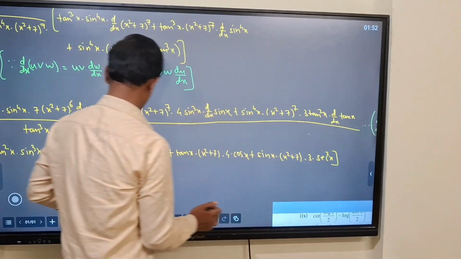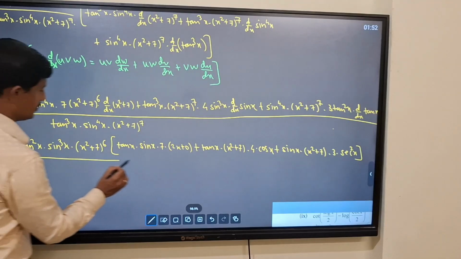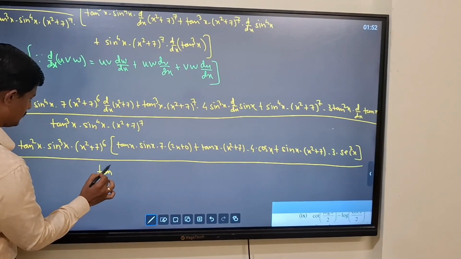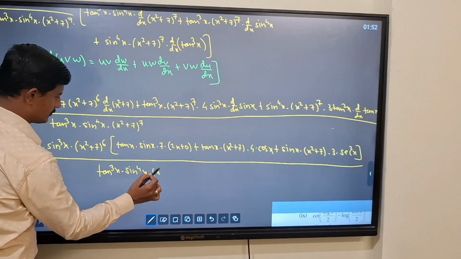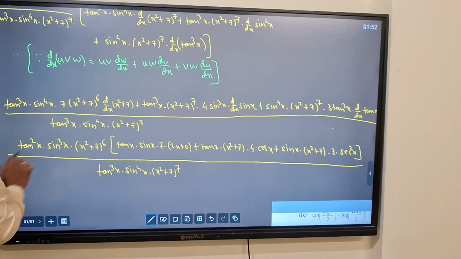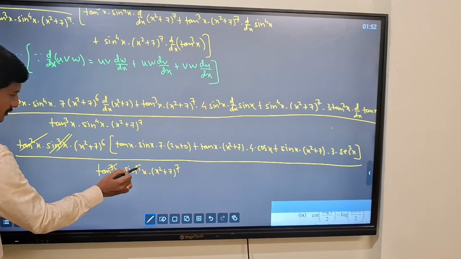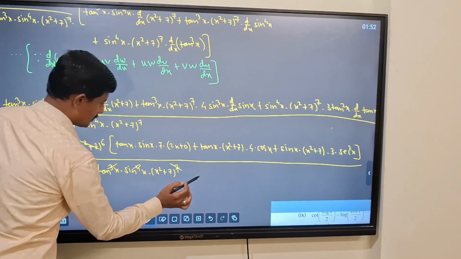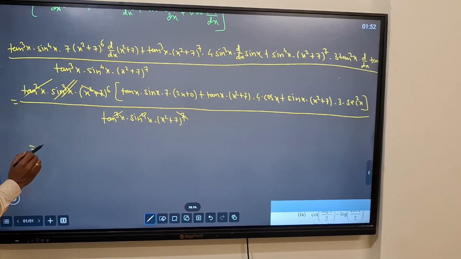Now the whole upon tan cube x into sin raised to 4x into x square plus 7 raised to 7. So this tan square goes with this square, this sin cube goes with sin cube, and this term goes with these terms to the power 6. So what remains is your answer.